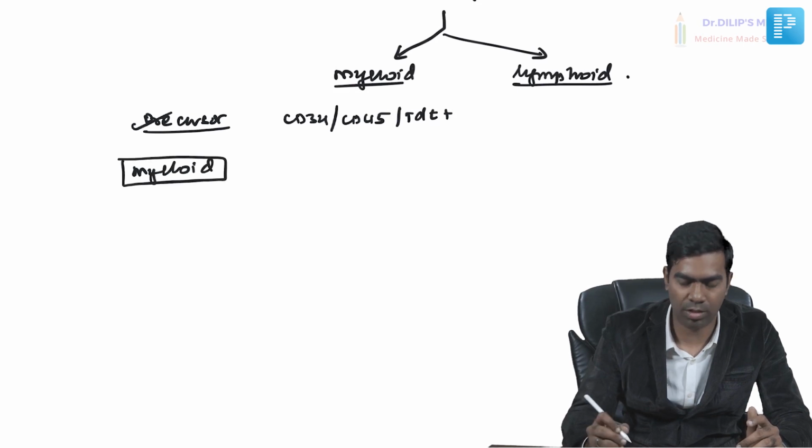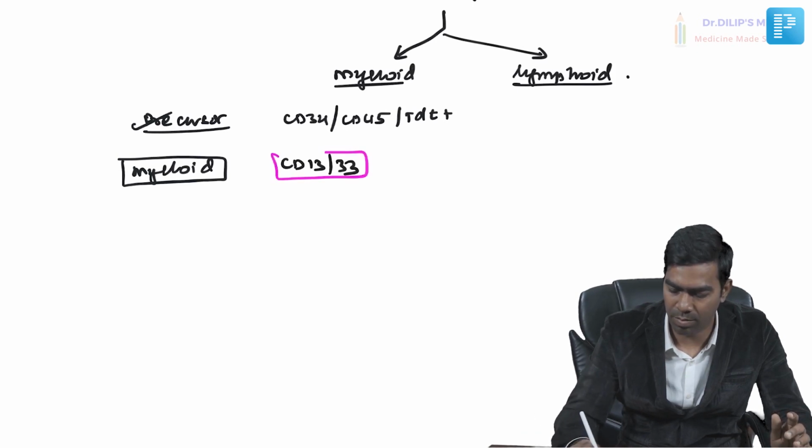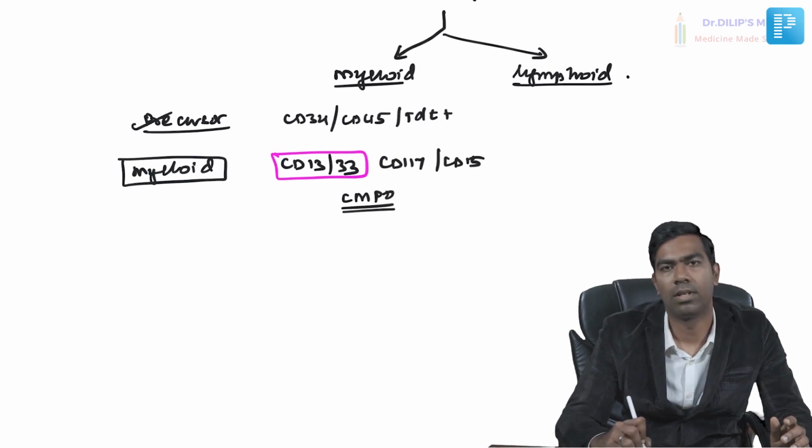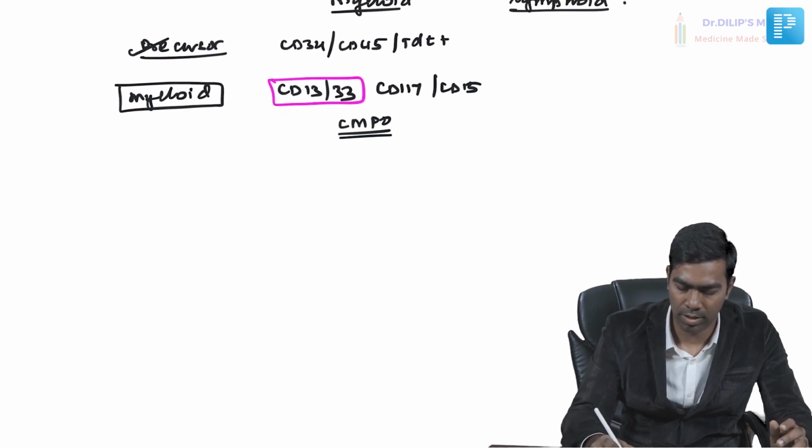And there are certain markers of a proper myeloid lineage. This is nothing but CD13 and CD33. These two I feel they are very, very important. Next important is the CD117. Then you have something called a CD15, and probably you can have something called the cytoplasmic myeloperoxidase. That's called cMPO. This is also a very important myeloid lineage marker.